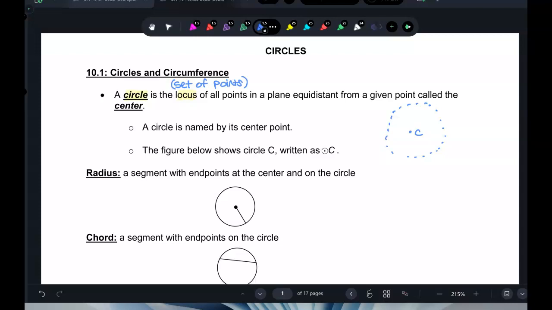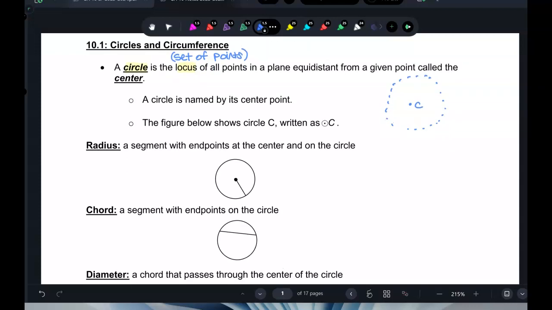Specifically, we say in a plane, so it's a flat surface, because if it wasn't in a plane, instead of a circle, what would we have? A sphere. A locus is a set of points, but if it wasn't 2-dimensional and it was 3-dimensional, it would be a sphere. Yeah, Brian said sphere. Thank you.